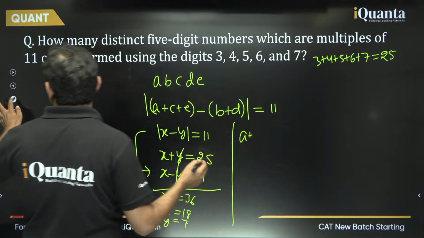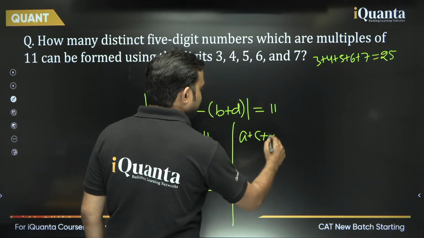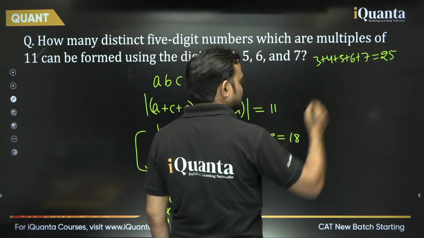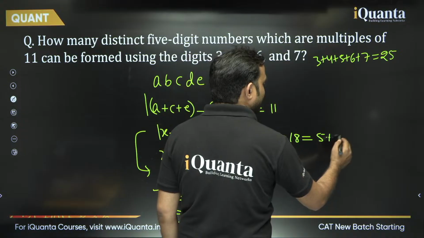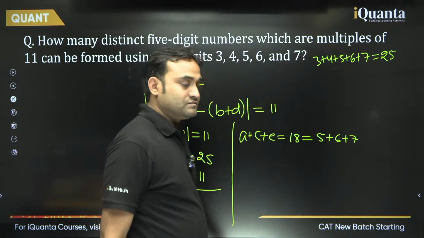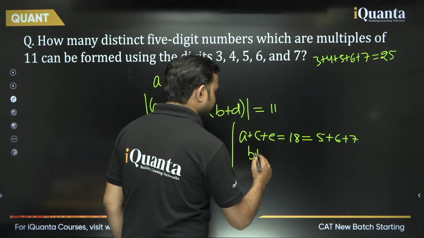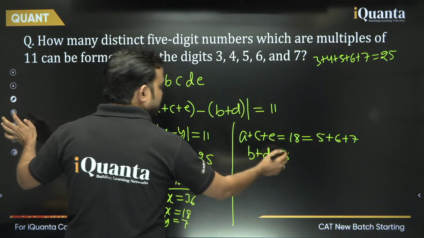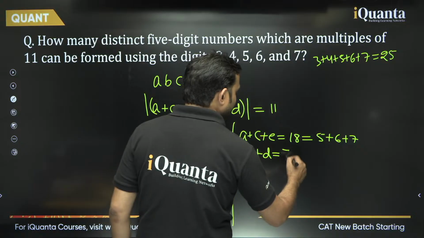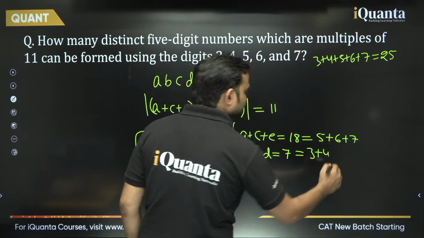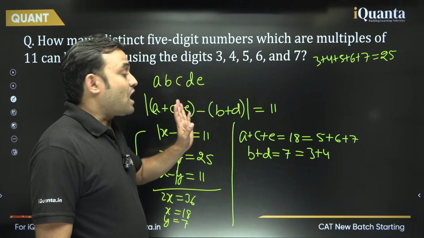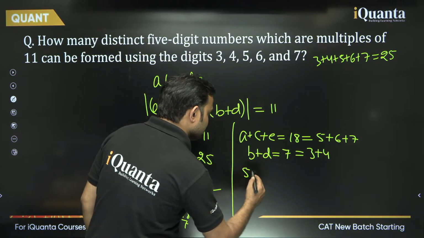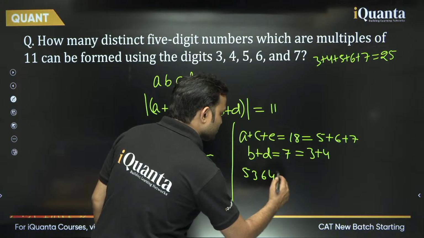If I take a plus c plus e is equal to 18, there is only one possibility out of these numbers: 5 plus 6 plus 7. And b plus d is equal to 7, so for that also we have only one possibility, that is 3 plus 4. So now what is left? We have a number something like 5 3 6 4 7.